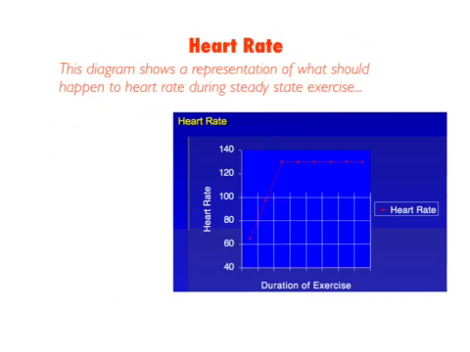Heart rate. This diagram shows a representation of what should happen to heart rate during steady state exercise. As you can see at the start of the line, the heart rate is at its lowest. This stage is known as the resting heart rate. Immediately after exercise has commenced, you can see that the heart rate recordings increase rapidly. The reason behind this is simple.